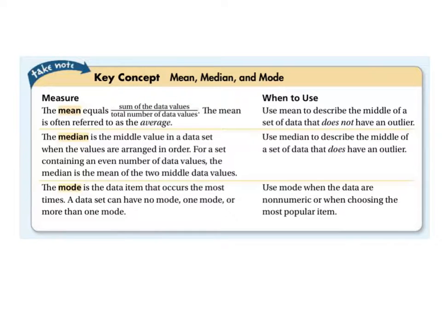There can be more than one mode. There can be no mode. We can use mode when it's non-numeric. So instead of counting the number of chickens, we could talk about the color of the chickens, or how many eggs they lay, or any number of things like that. They don't have to be numbers, technically, I guess.